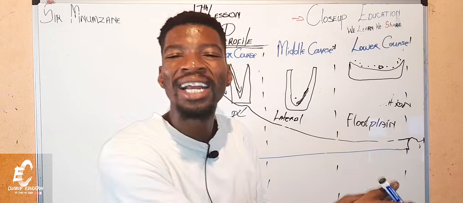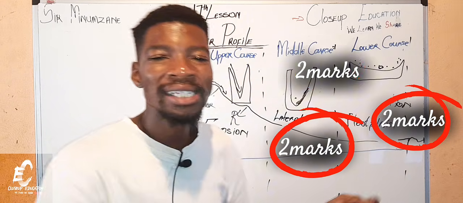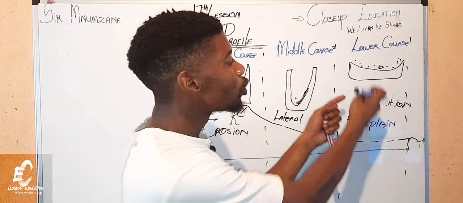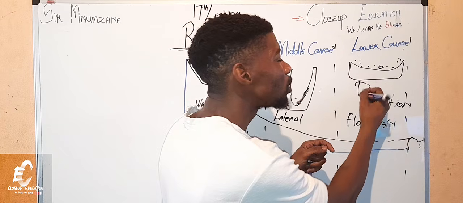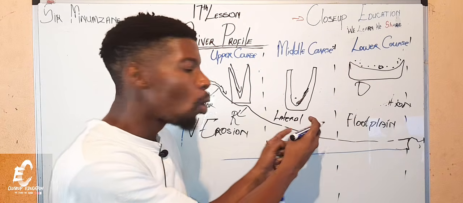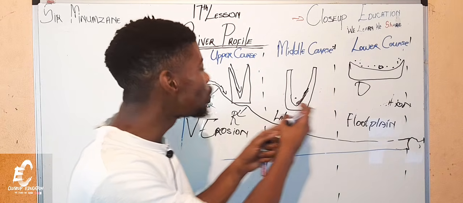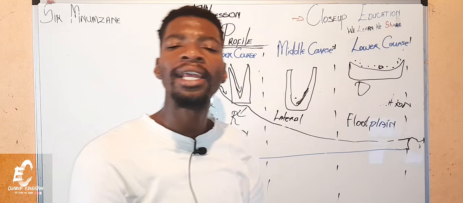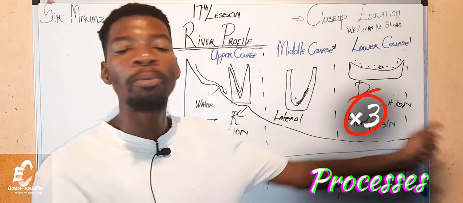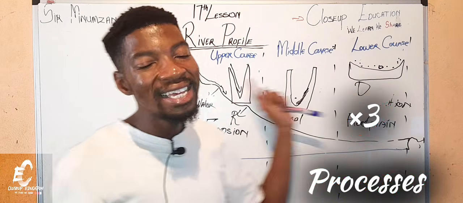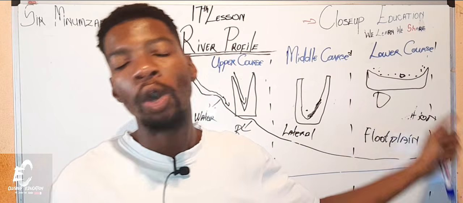The slope is gentle, meaning there's a laminar flow, less erosion, a lot of deposition. So here we have what we call alluvium deposition, while here we have lateral erosion and here we had vertical erosion. Guys, those are the three processes which occur in these three different courses of the river.